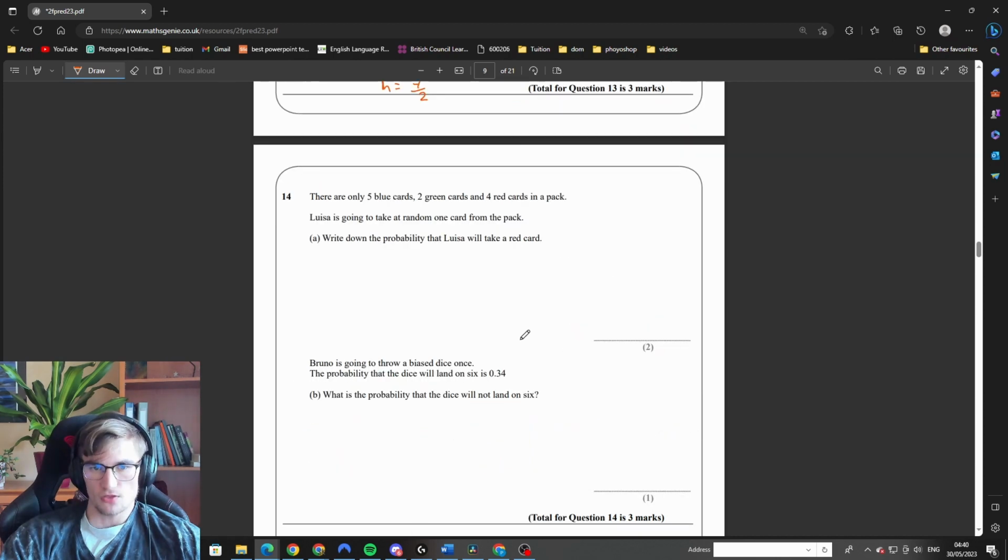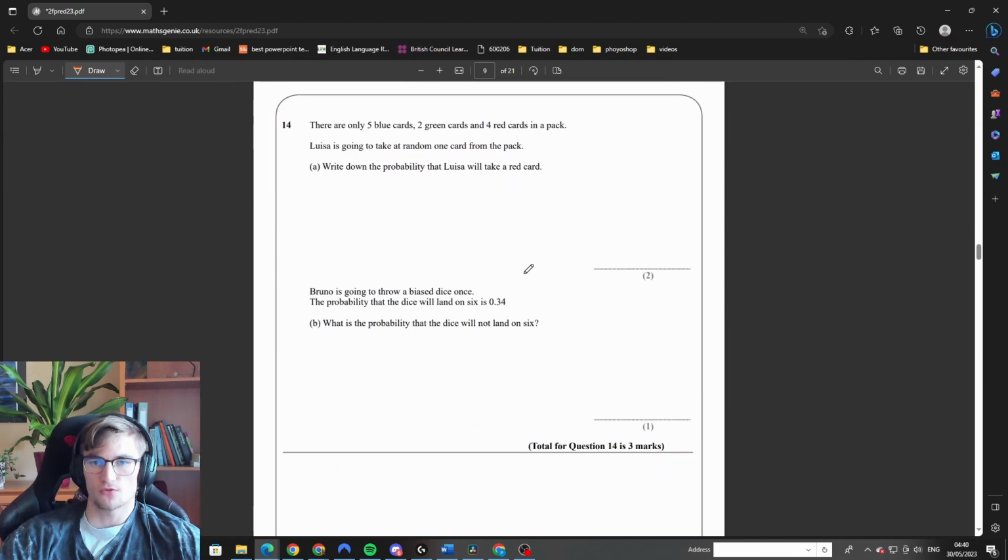There are only 5 blue cards, 2 green cards, and 4 red cards in a pack. Louisa is going to take at random 1 card from the pack. Write down the probability that Louisa will take a red card.